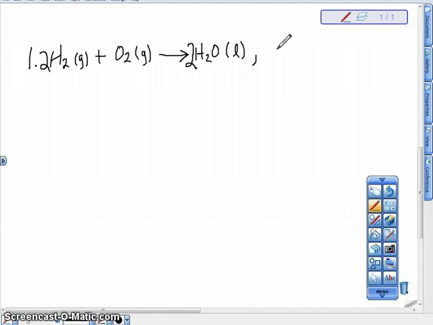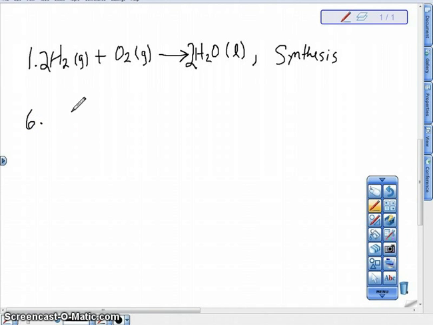And the last thing they asked me to do here is identify the type. I have two things becoming one, and that is the hallmark of a synthesis reaction. You might also call this combination or addition. That's acceptable. Next example I want to do with you is number 6.